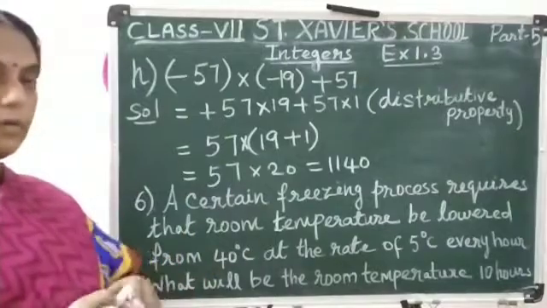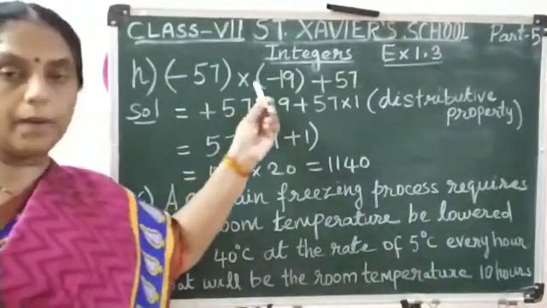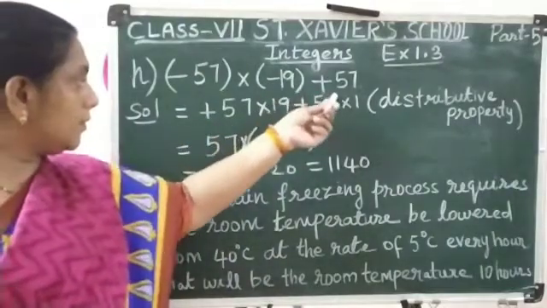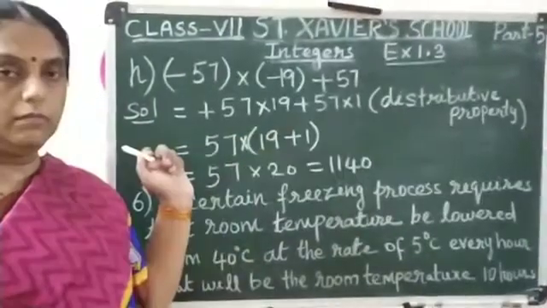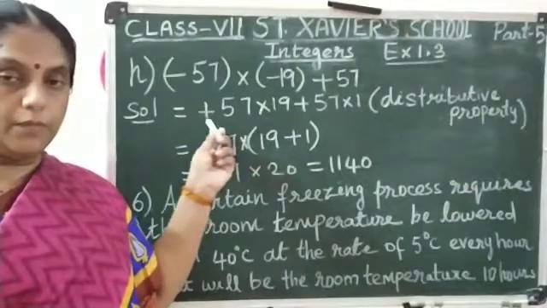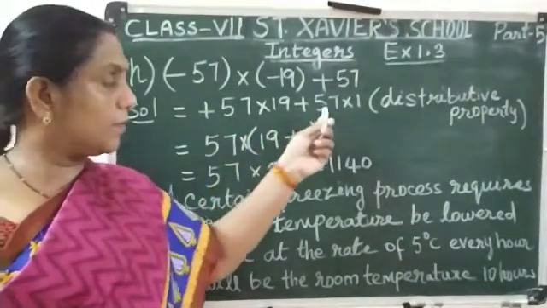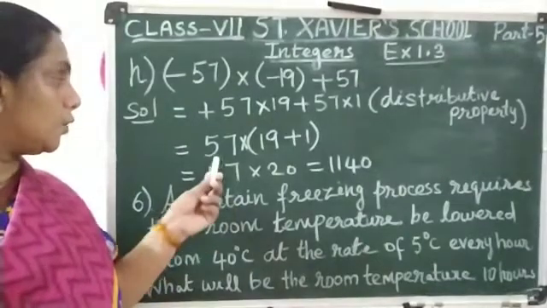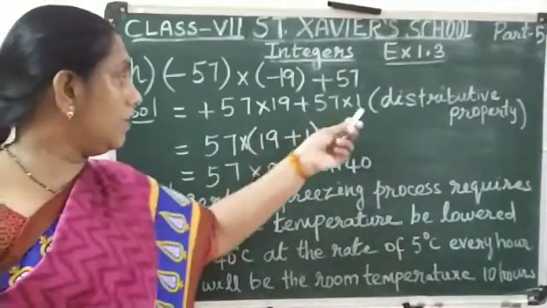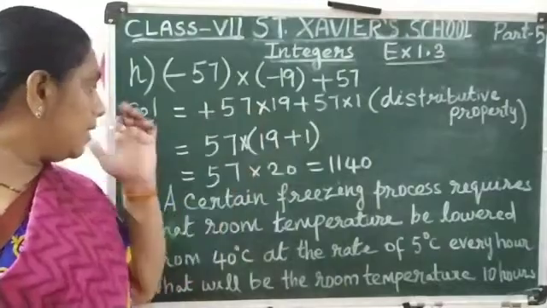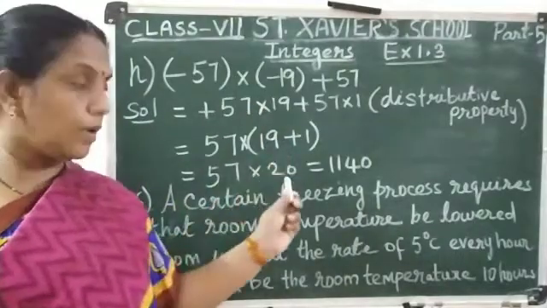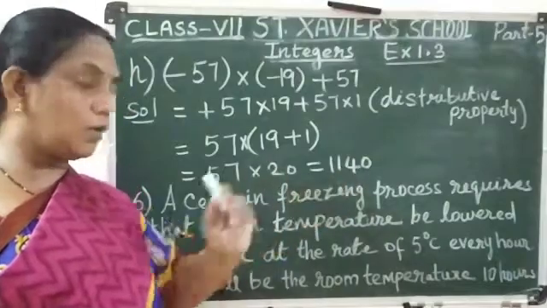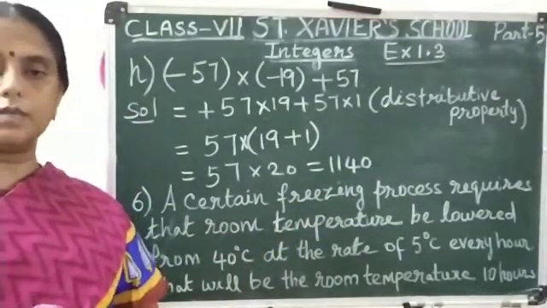Now H equal to minus 57 multiplied by minus 19 plus 57. So now plus 57 into 19 plus 57 into 1. So we are making use of the distributive property. So 57 into 19 plus 1 is 20. Then 57 twos are 114 and 0. So 1140 is the answer.